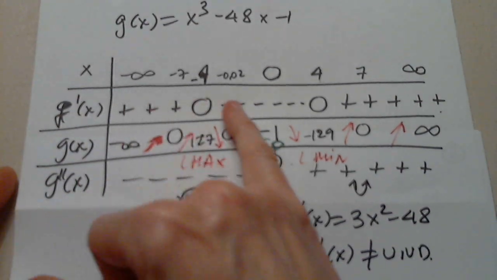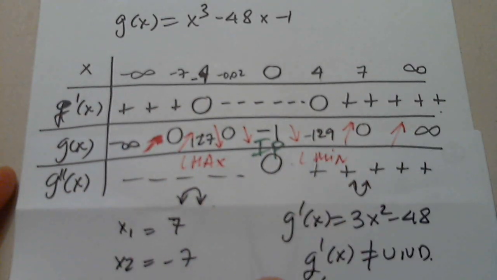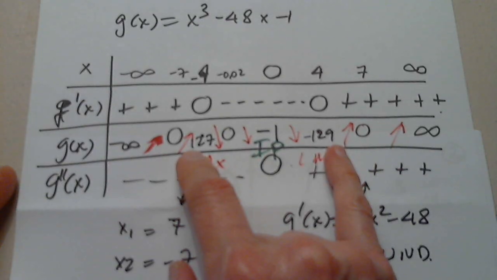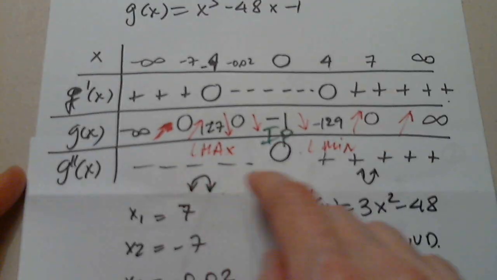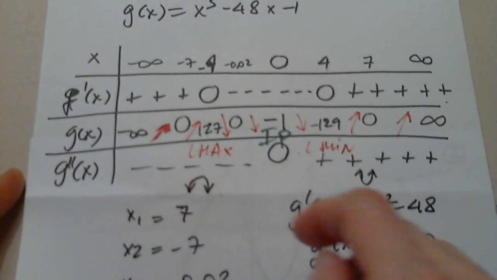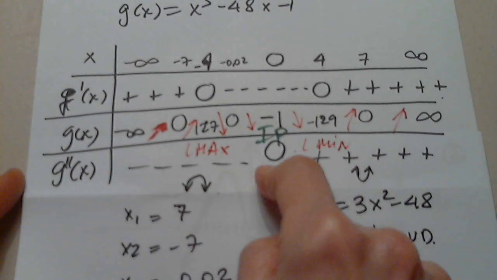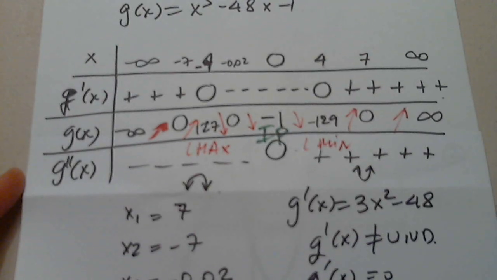Because it gave us increasing, decreasing intervals and the possibility of max min. And then the second derivative gave us the shape of the graph, not holding water, and where it changes concavity.